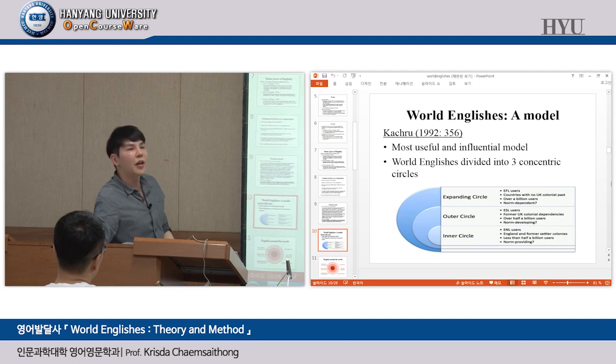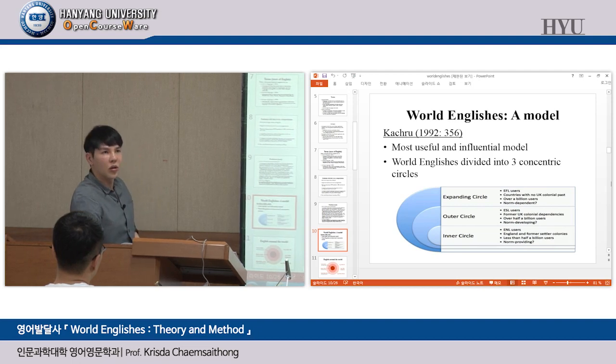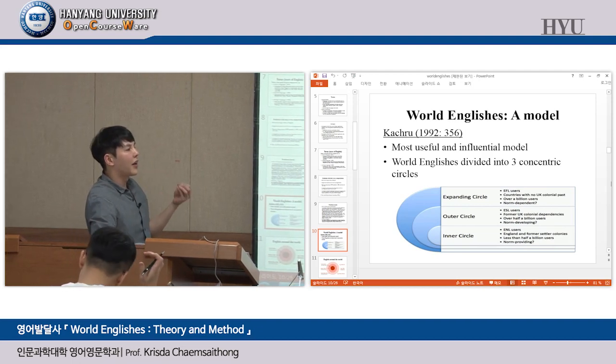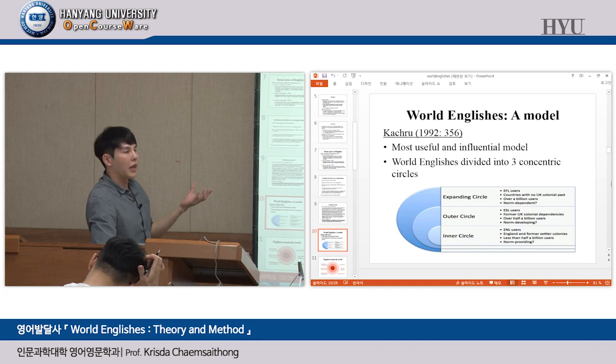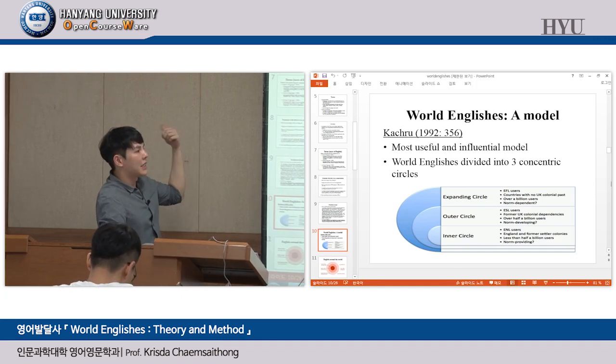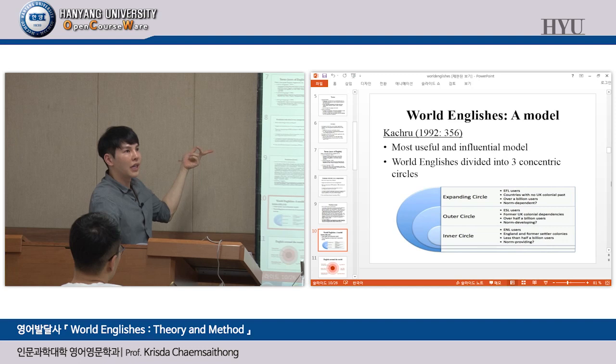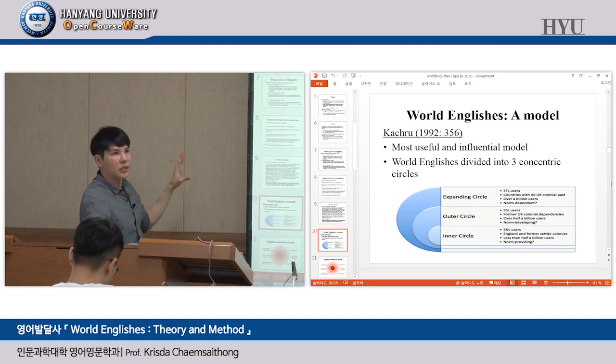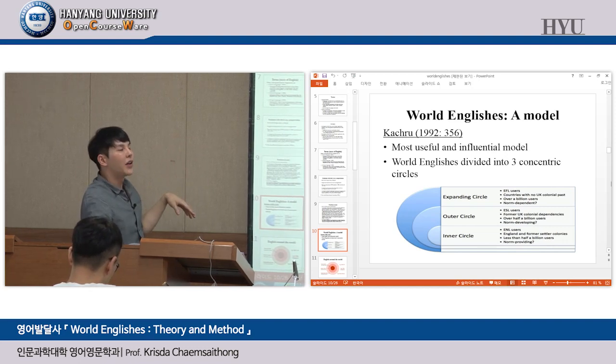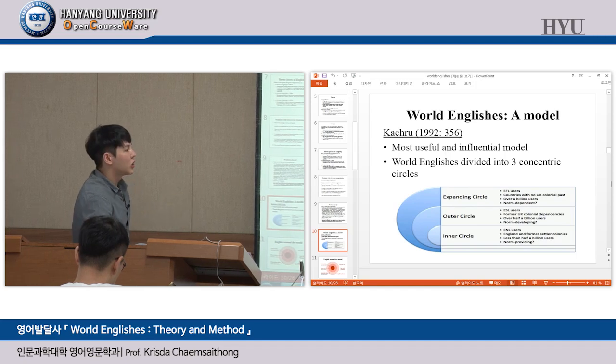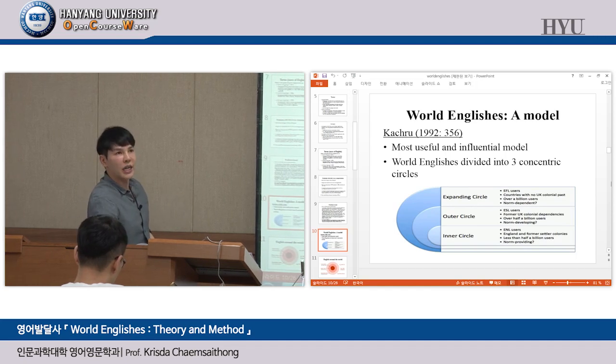Is this a norm-developing circle? Meaning that they are developing their norms of use independently, like Hong Kong English and Singaporean English. They have their own norms of English. So they are developing the norms to become like inner circle varieties.